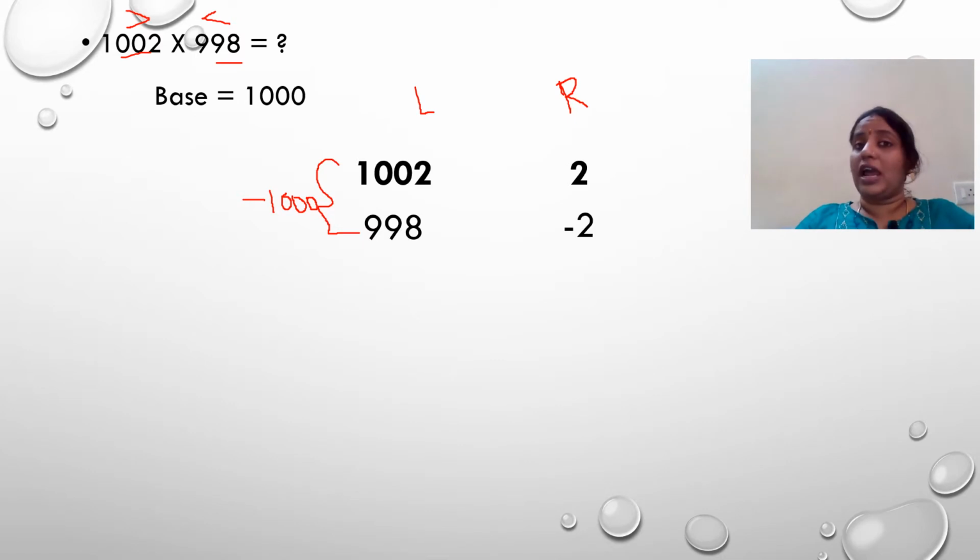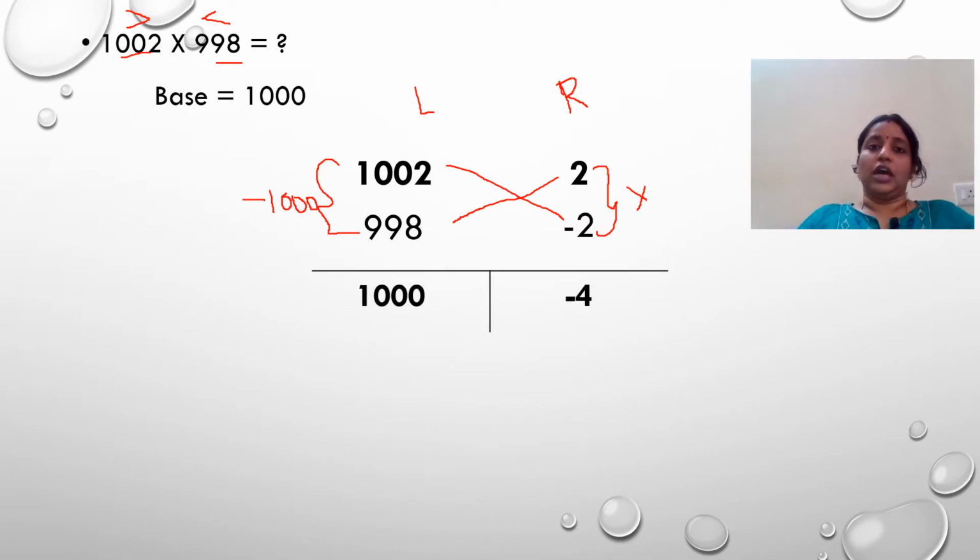Okay. Next, for the answer of the LHS, I have to go for the cross addition. So cross adding the digits will give me the LHS answer. 1002 minus 2, or 998 plus 2, gives me 1000. And for my RHS, I have to go for the product of the answers which I got by subtracting the number by the base. So it's 2 into minus 2 is equal to minus 4.